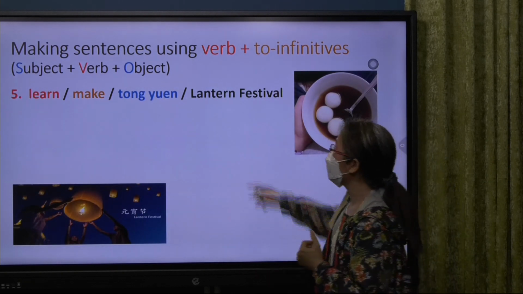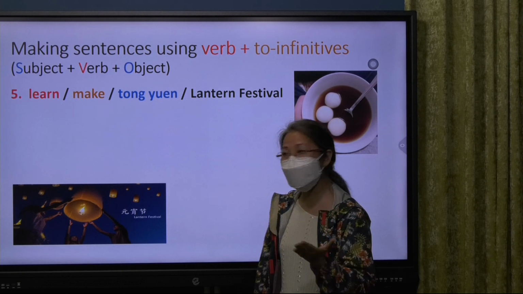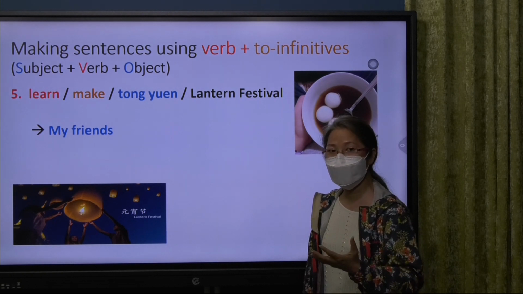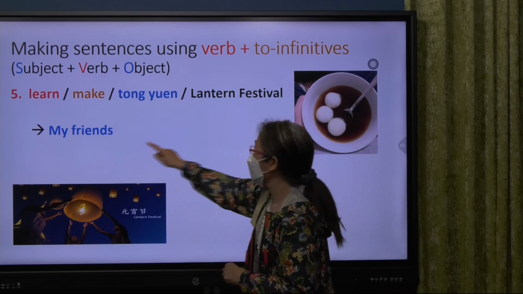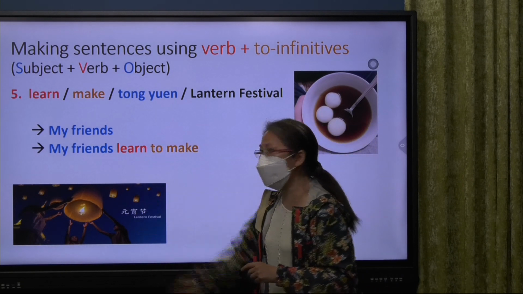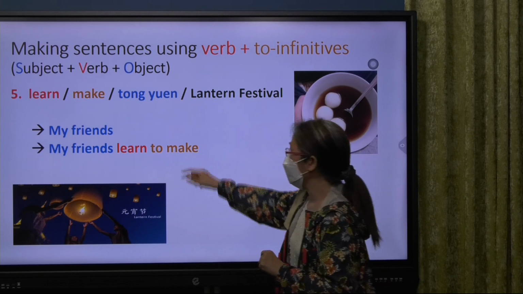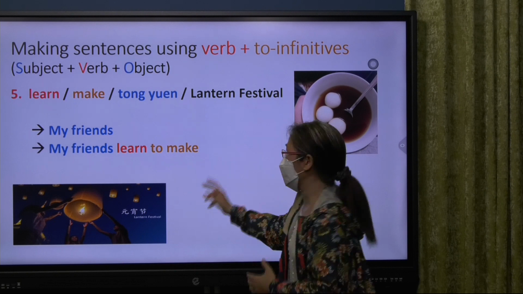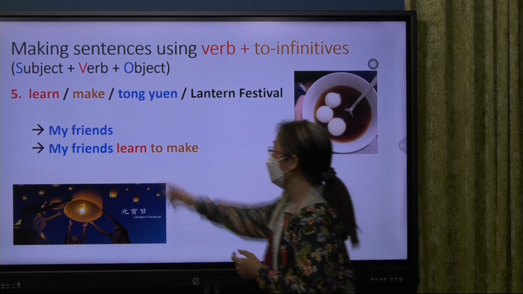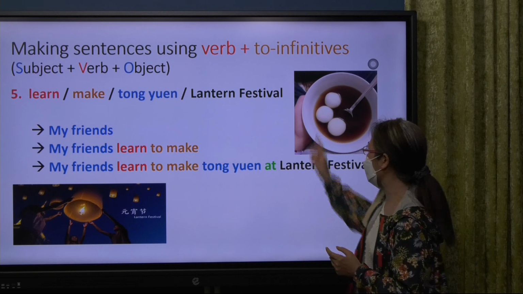Okay, the last one, learn make tong yun. Right? Who learn to make tong yun? Put down the subject you like. For example, my friends. You can also put down my father, my family, and I. Up to you. Okay, and then the verb, learn to make. Remember the main verb, past tense, present tense, future tense, is up to you. Depends on when you do this action, okay? If you say, you will learn to make tong yun next month, then simple future tense. My friends learn to make, object tong yun, when? At Lantern Festival.